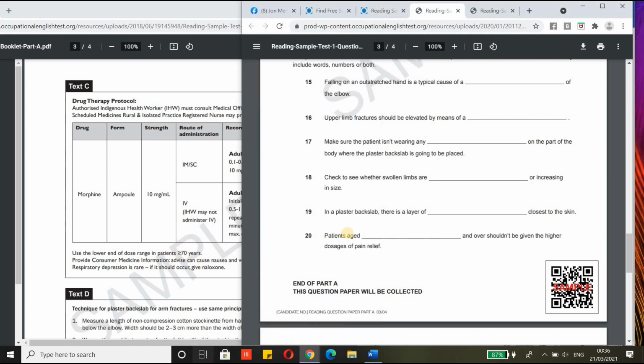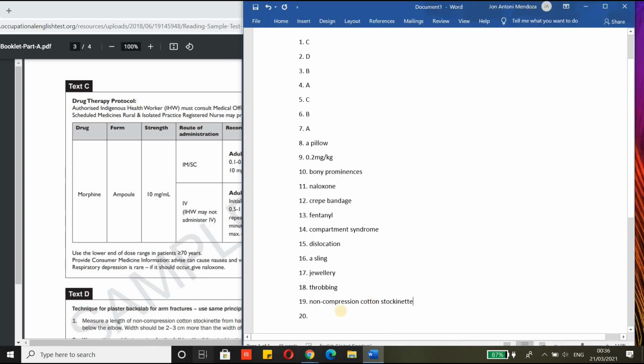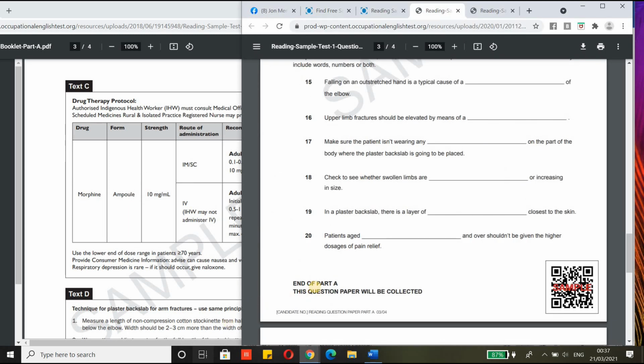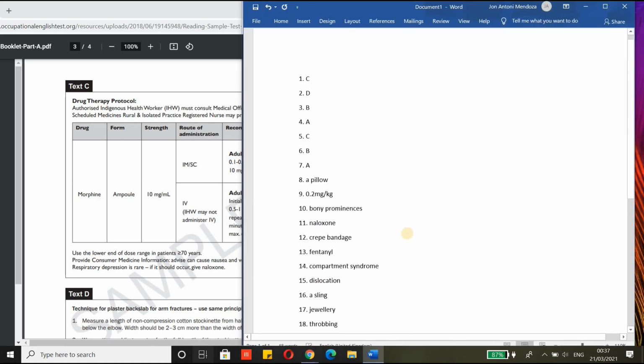Question. Patient aged blank and over. So 70 years and over. So I believe we may write the numerical form for 70. So 70 years and over. It makes sense, right? Patient aged 70 years and over. So I've put all my answers there. I've got 3 minutes left, so I can still check my answers.